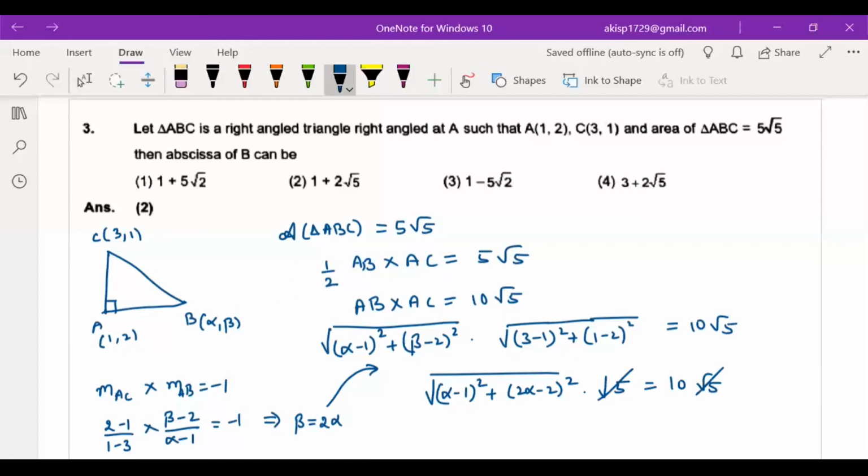So from here, we will get alpha minus 1 actually in mod, because we'll have a root of a square. So that root and square will cancel and we'll get this as 2 root 5. So we see that there are two possible values of alpha. So this implies alpha is 1 plus or minus 2 root 5. But here we have only been given one value. So we can say that the abscissa of B is nothing but option 2. So this is the answer for the third question that we have seen.